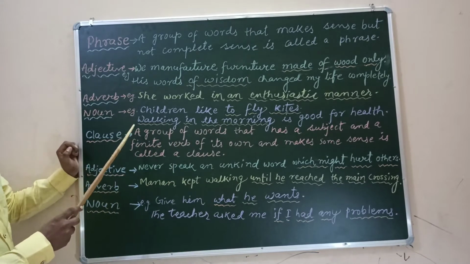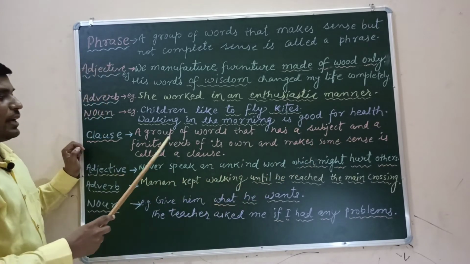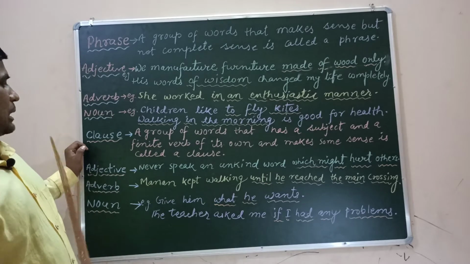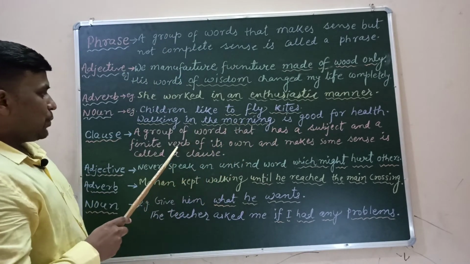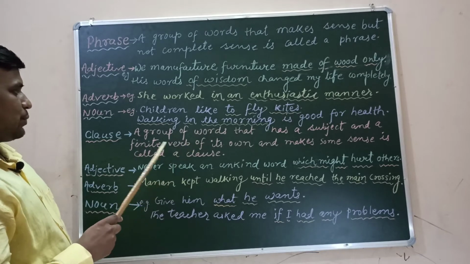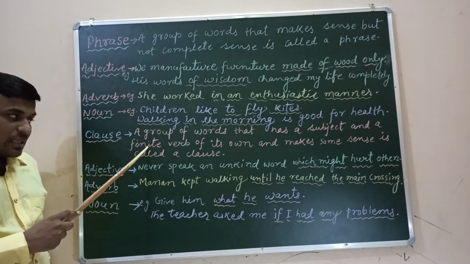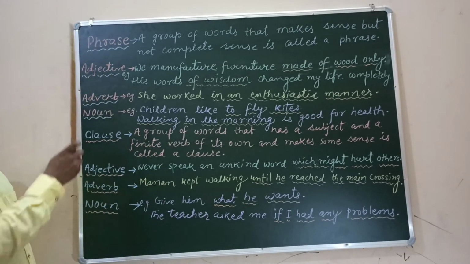Now clause: a group of words that has a subject and a finite verb of its own and makes some sense is called a clause. Here in a phrase you cannot have a finite verb and a subject, but in a clause you must have a finite verb and a subject. This is the basic difference between a phrase and a clause.